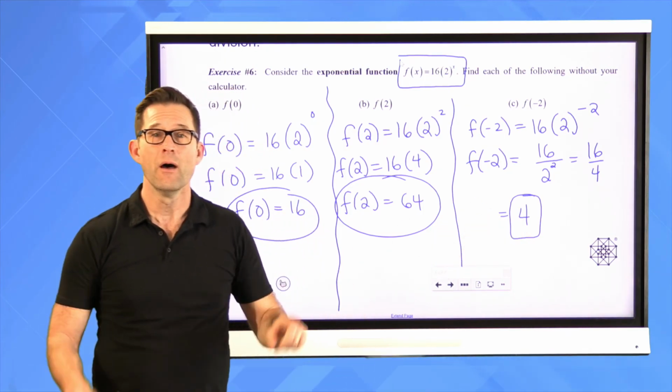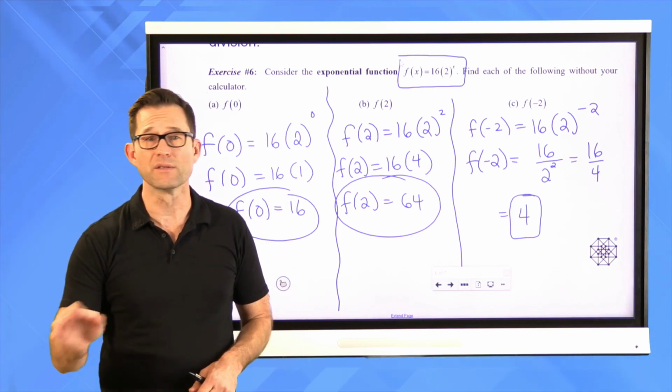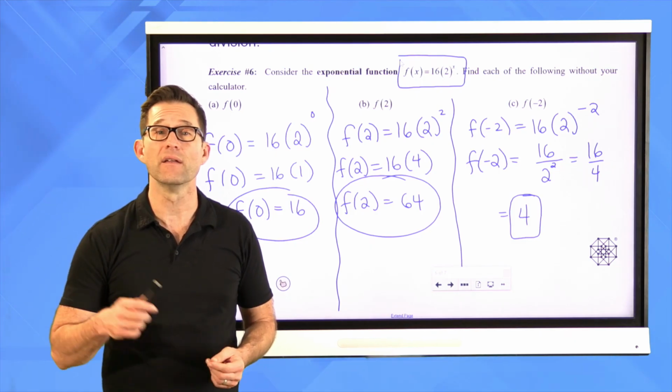Positive exponents represent repeated multiplication. Zero exponent means multiplying by 1, which doesn't do anything. And negative exponents indicate division by that base.